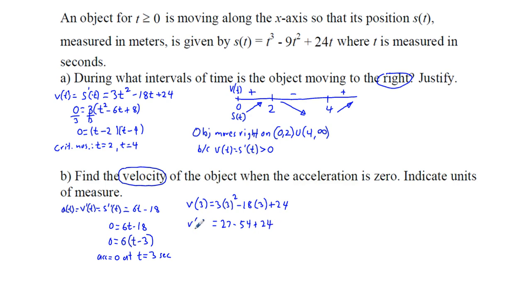So v of 3 is equal to that. So we have, that's going to be plus 51 minus 54. So v of 3 is going to be equal to negative 3. And the units are going to be in meters per second. Okay, and I hope that makes sense, because we can see that between 2 and 4, the velocity would be negative. So corroborative evidence.